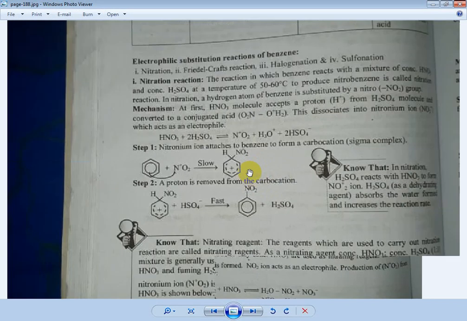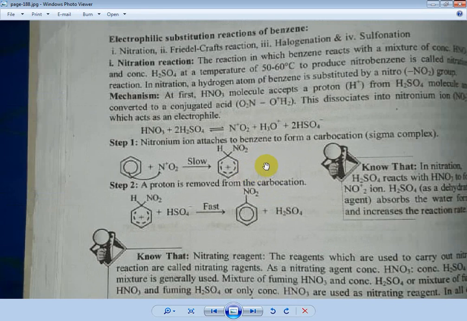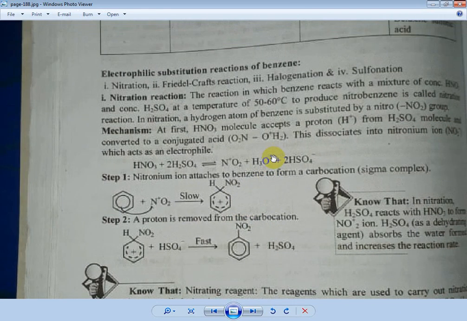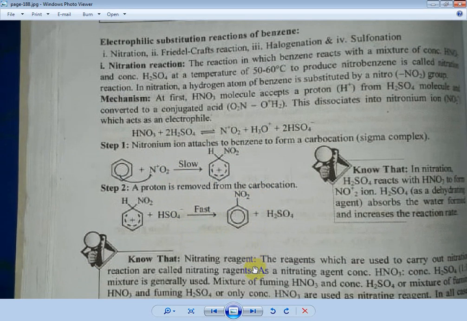This reaction I have explained. Have you seen this? This is the nitration reaction. When nitration occurs, nitrobenzene is formed.